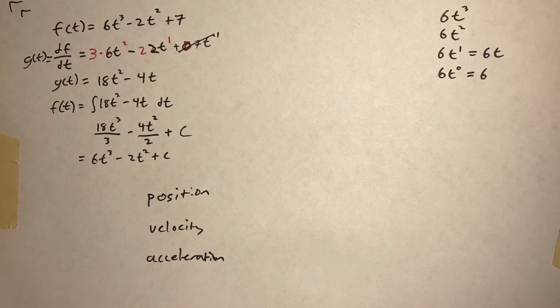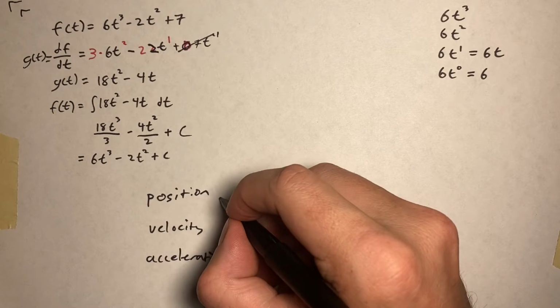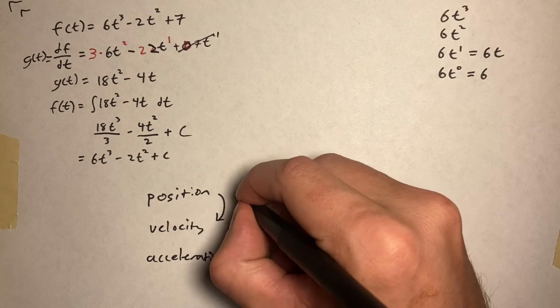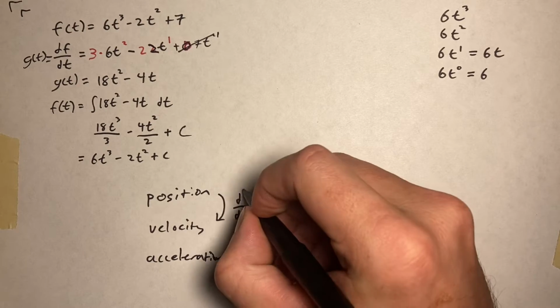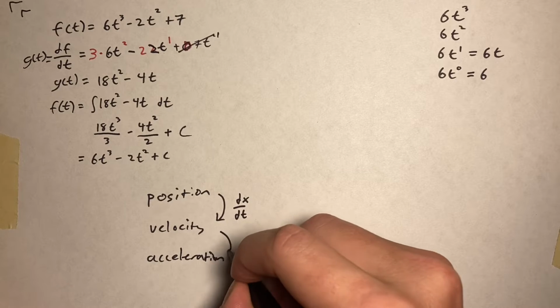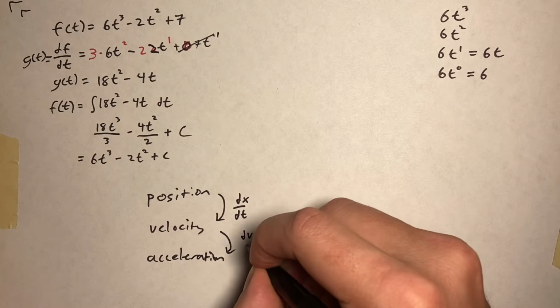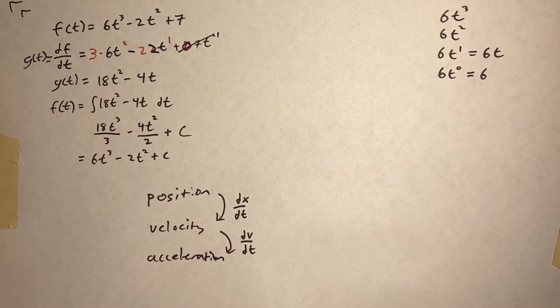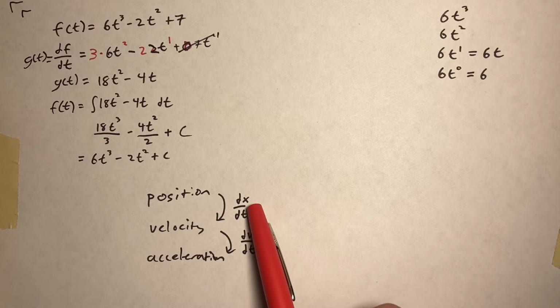To get from position to velocity, we're going to take the derivative with respect to t. So we go derivative with respect to t. So we do dx over dt. To get from velocity to acceleration, we're going to take the derivative again. So derivative of velocity with respect to t. Okay. What this means is that the velocity is telling us how much the position is changing over time.